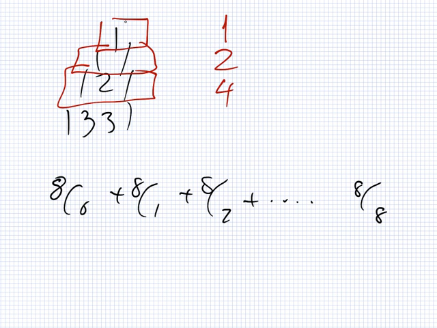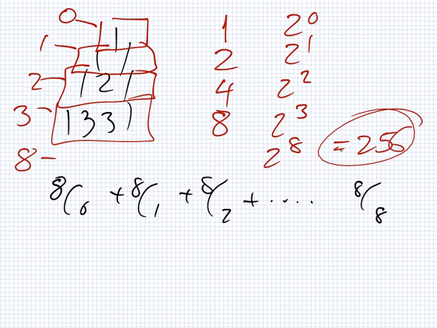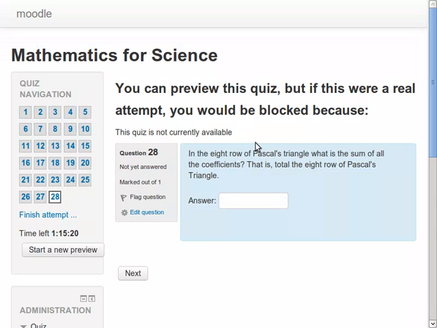Yeah. This is the 0 row. This is the first row, second row. If you add up the third row, you'll get 8. 1 plus 3 plus 3 plus 1. This is 2 power 0, 2 power 1, 2 power 2, 2 power 3. So if you add up the 8th row, you should get 2 power 8. 256. So the answer is 256 then. And I did show you that in class, I remember. So 256.